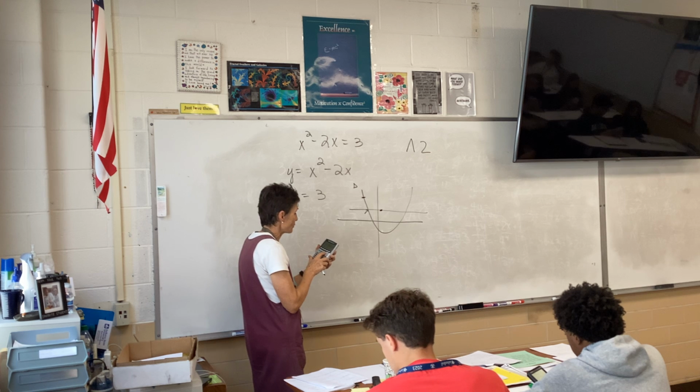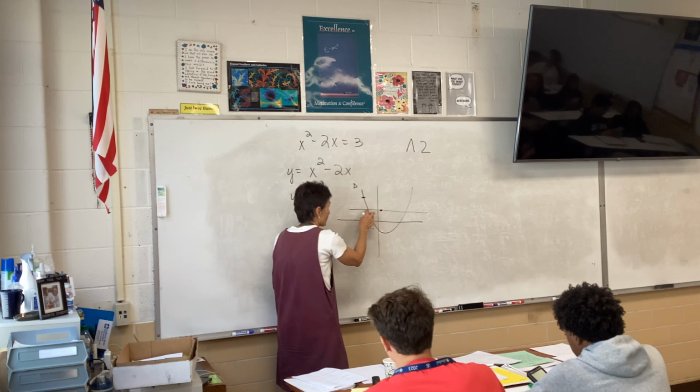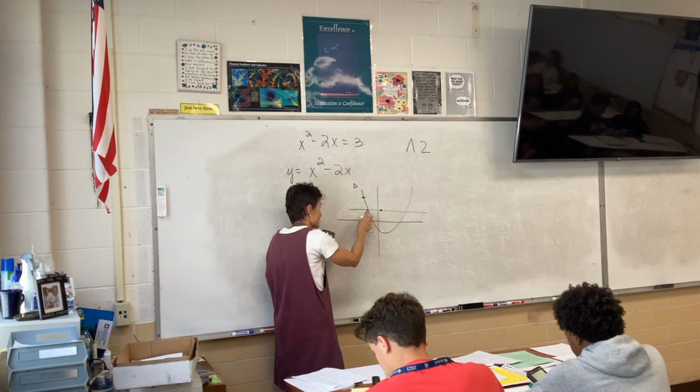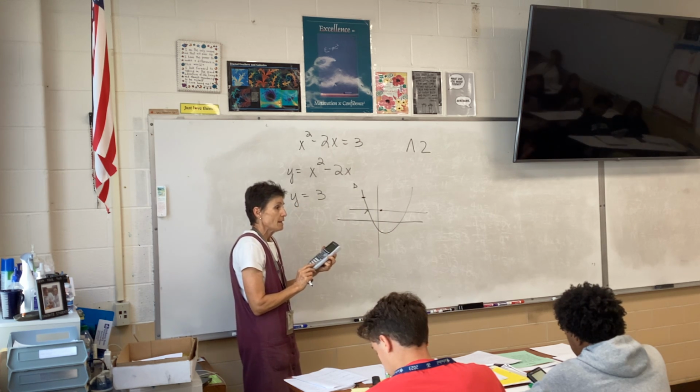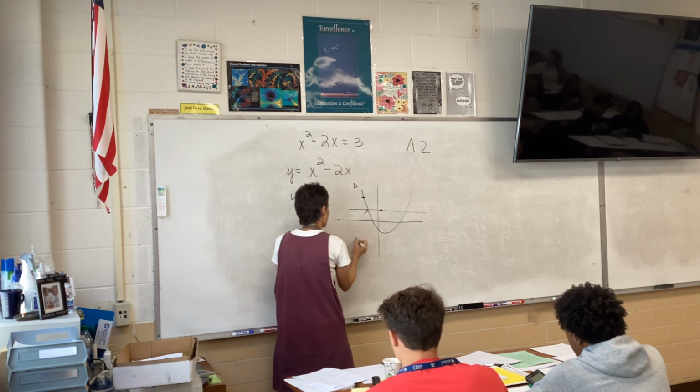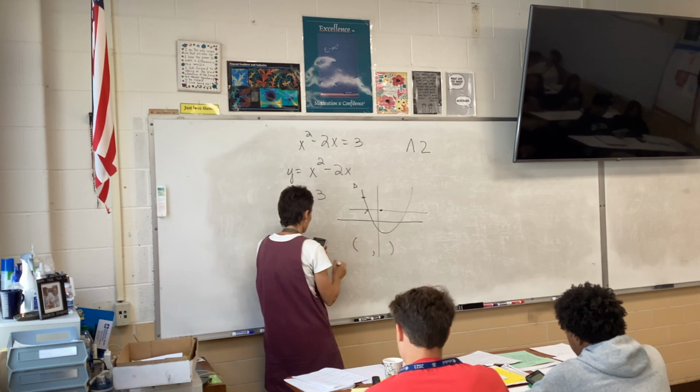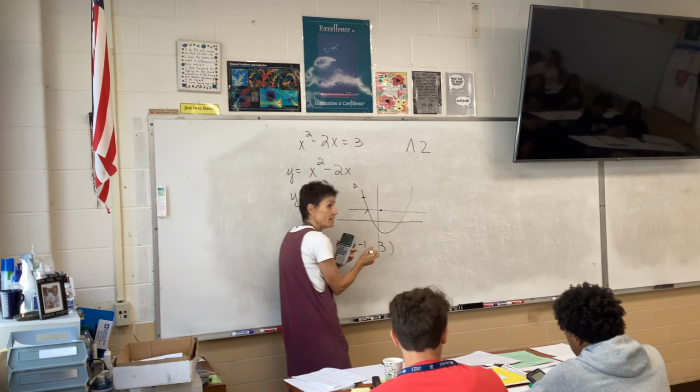Now, move the cursor till it's close. It doesn't have to be on it exactly, but close to the point you're looking for. Press enter. And down at the bottom, it will tell you that that point of intersection is -1, 3.